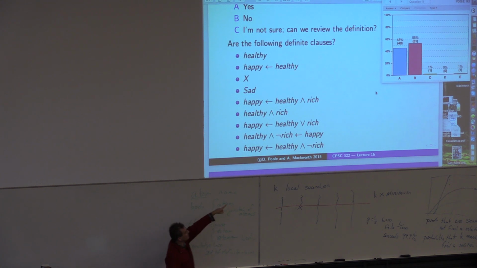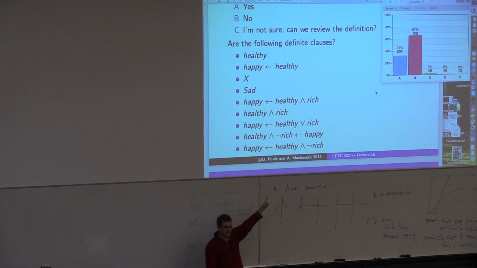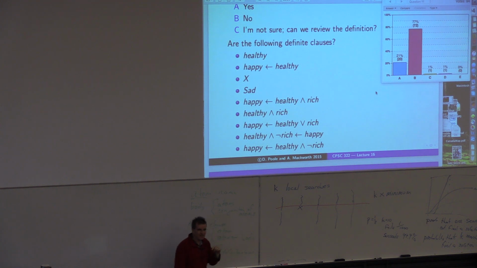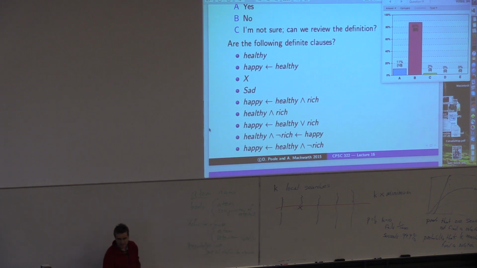You're not allowed to write not rich. Not rich is not an atom. We don't have negation in this language at all. It's a very dumb language, a very silly language, right? The answer here is no. All we can write are things like happy if healthy and rich. This is the sort of thing we can write. Okay, any questions about that?